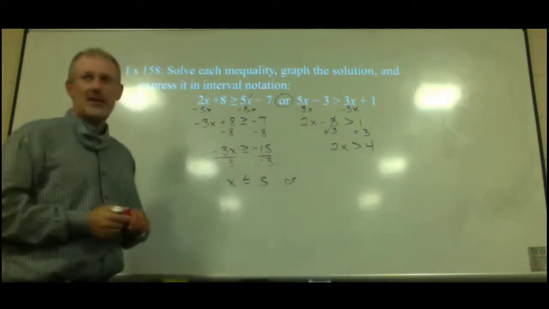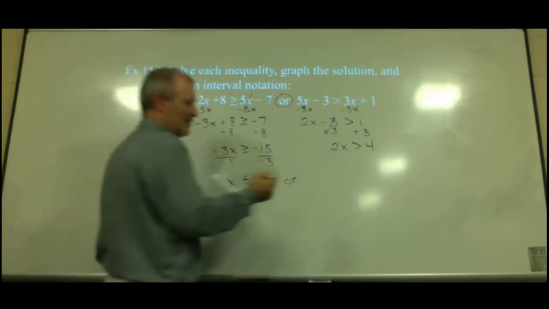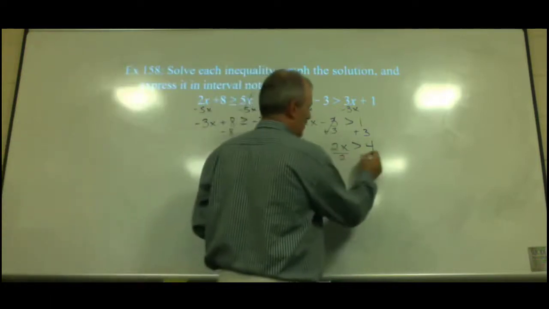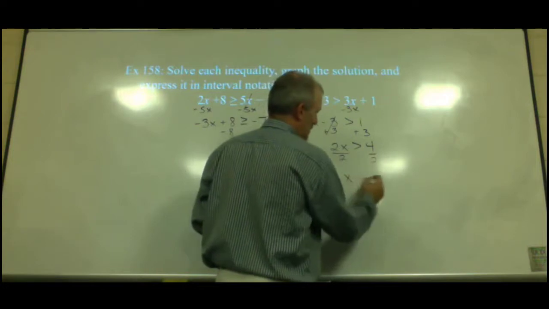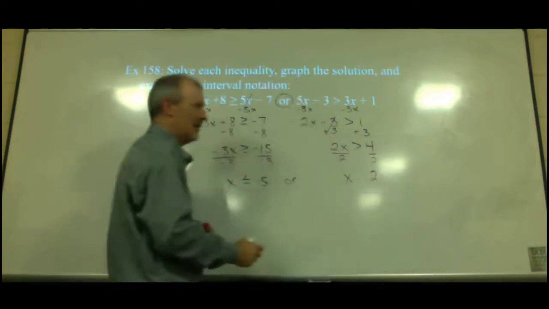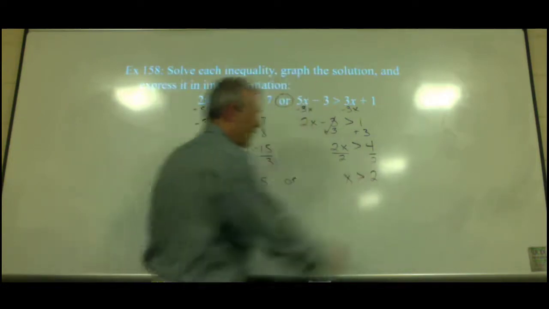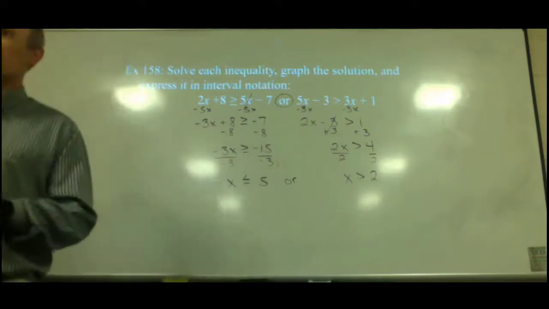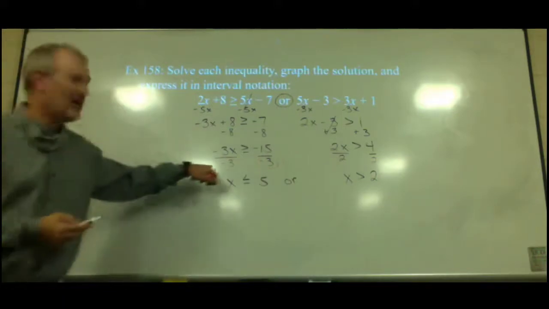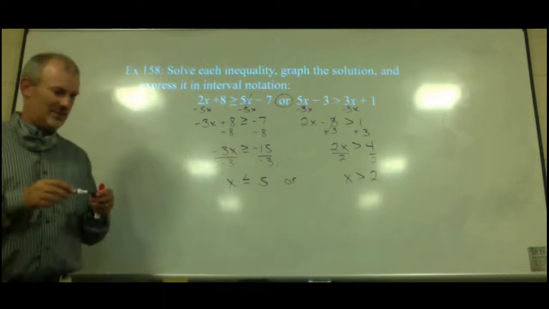And then what else do we need to do to finish getting that x by itself? Divide by 2. And we have x and 2. Do we have to switch the sign? No, because you divided by a positive. You only switch the sign if you divide by a negative or multiply by a negative.